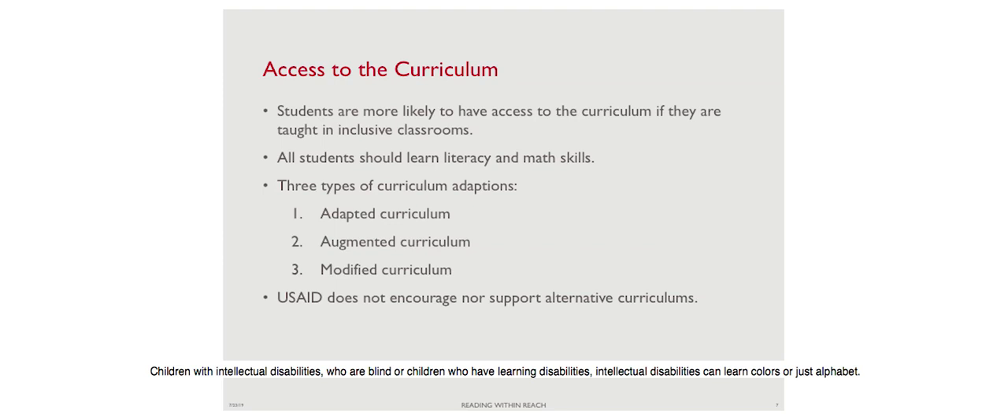Children with intellectual disabilities, children who are blind, or children who have a learning disability can learn colors or just the alphabet. They don't actually get to learn literacy skills. Think about children and their capacity. Doing alternative curriculums sets their capacity. It's not their individual capacity that's set. It's not that they can't learn literacy. It's that we're not giving them the opportunity to learn.